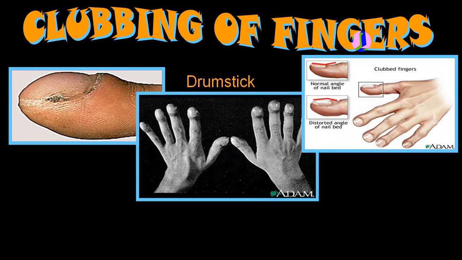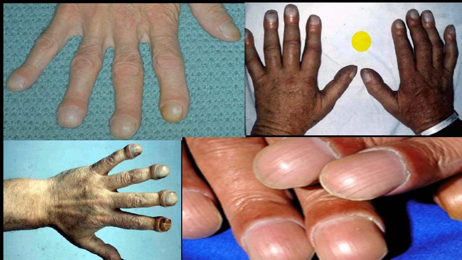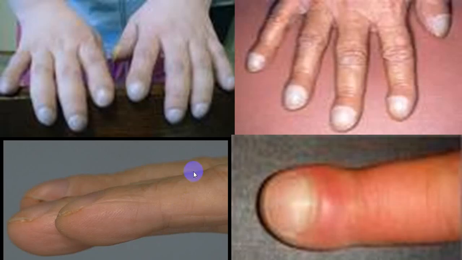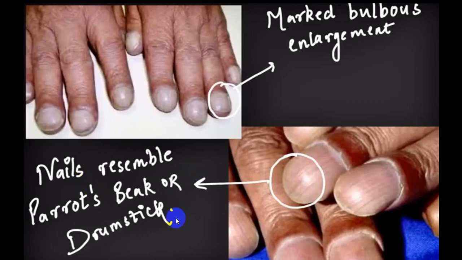Classical drumstick clubbing. This is classical, this is parrot beak appearance, this is clubbing with cyanosis. Again you can see parrot beak appearance with almost nearly drumstick clubbing. This is typical drumstick clubbing with parrot beak appearance, so you can put them into grade 3. And if you want grade 4 differentiation, you have to have an X-ray. So this is a parrot beak appearance with a drumstick, and here you can see even there is mild cyanosis. So this is a parrot beak appearance with drumstick clubbing.